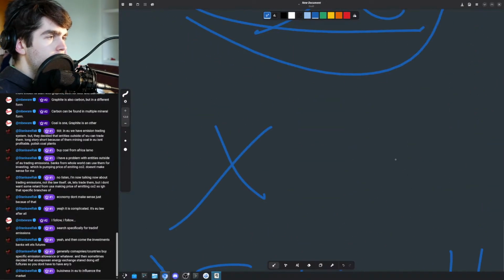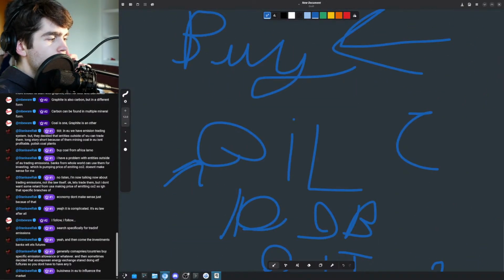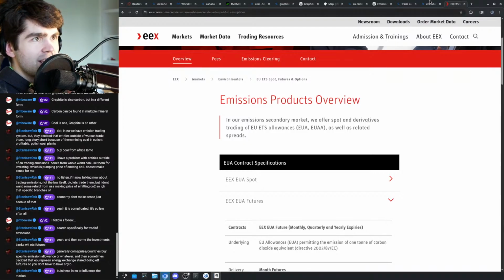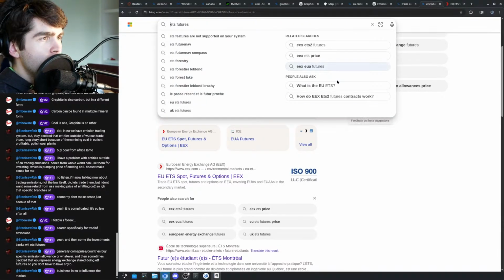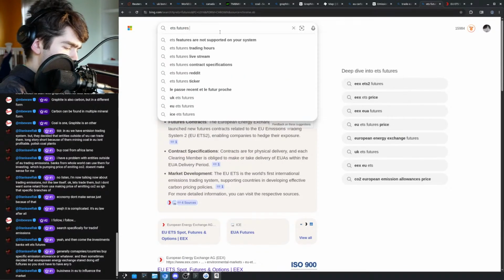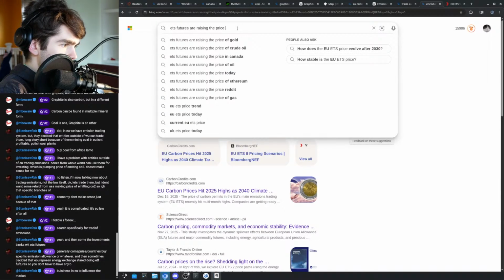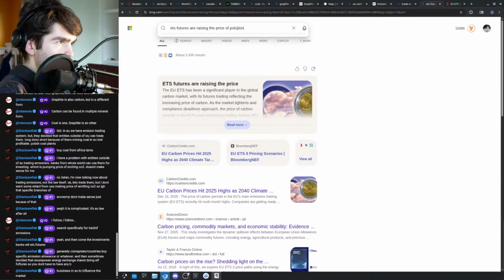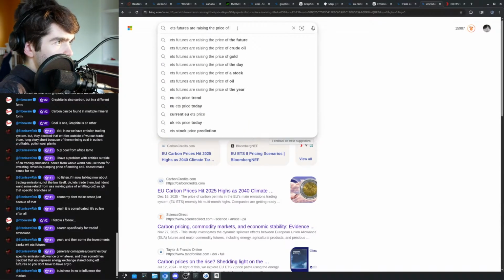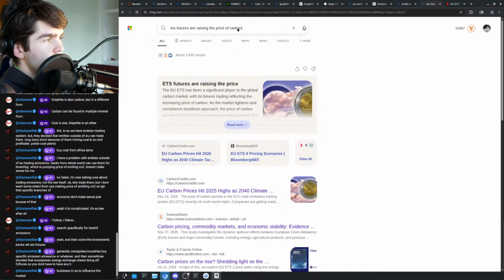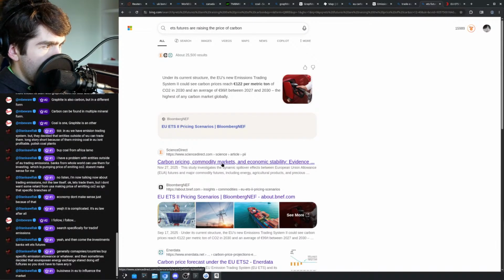I'm really trying to see, can we have an example of somebody complaining about it? Are raising the price of pollution. I guess carbon would be a better price. Oh, cool.